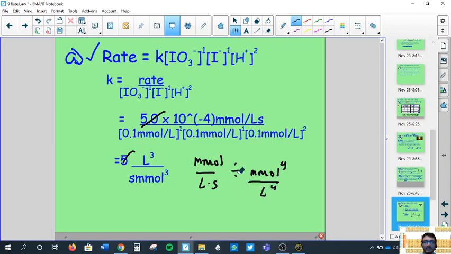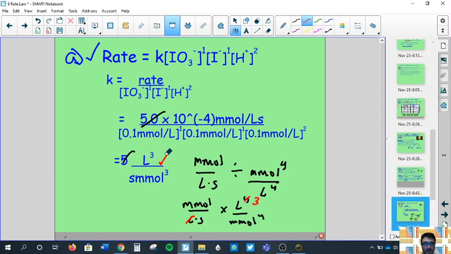Well, we know that if we divide a fraction, it's the same as multiplying by its reciprocal. So what we get is millimole per liter per second times liter to the power of 4 over millimole to the power of 4. Now, look how our units cancel out. Liters cancels out at the bottom here. That means we're left with 3, right? Millimole at the top, that completely cancels out, and we're left with a 3 here. Turns out those are our units.